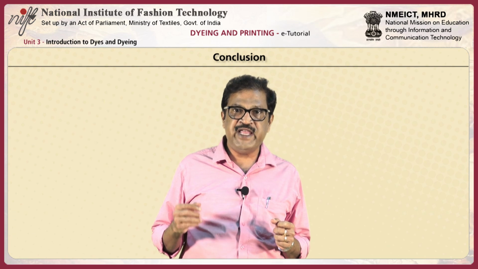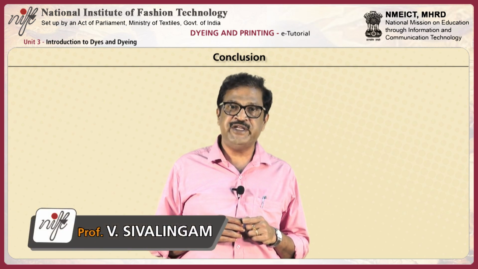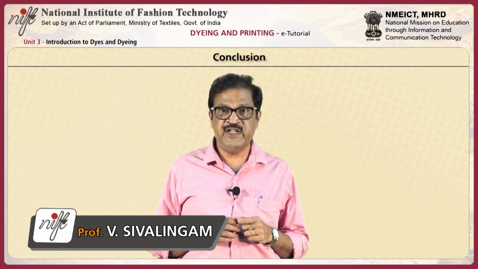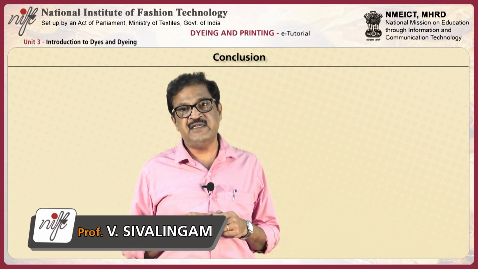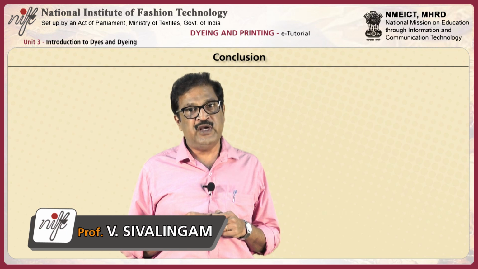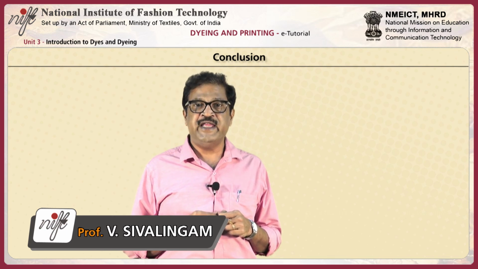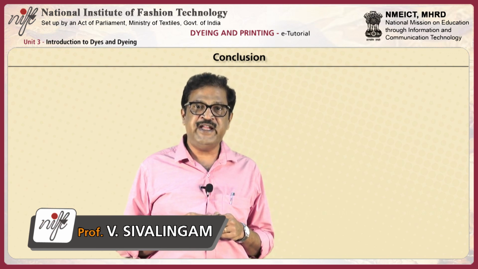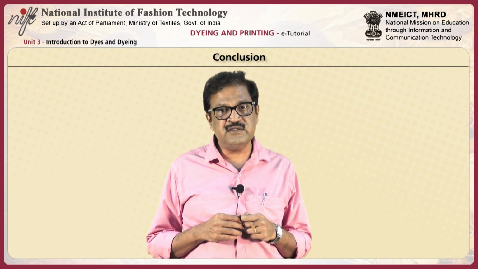You have come to the end of this unit. To summarize, in this unit you have learnt about the objectives and importance of dyeing as well as the similarities and differences between dyes and pigments. You have also been familiarized with frequently used terms in the dyeing process, learned how dyes are classified, and reviewed the various important features of various classes of dyes.